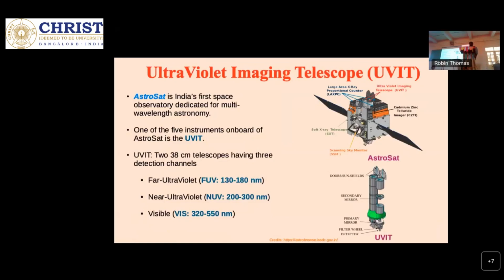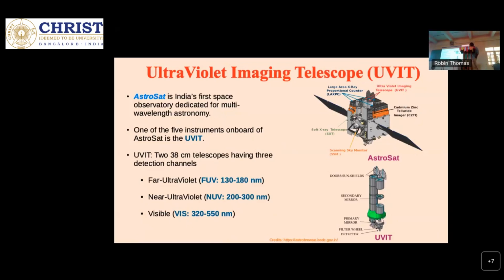From now on, I will be talking about my recent work. The Ultraviolet Imaging Telescope, UVIT, is one of the 5 instruments on board AstroSat. AstroSat is India's first space observatory dedicated to multi-wavelength astronomy. You can see the image of AstroSat here, and it has 5 instruments including UVIT. But I am interested mostly in UVIT because I want to learn about star formation. So this is the diagram for AstroSat.